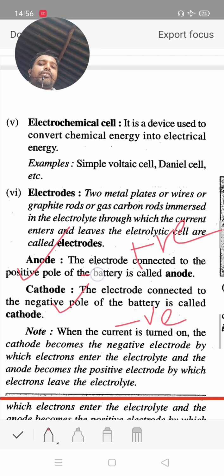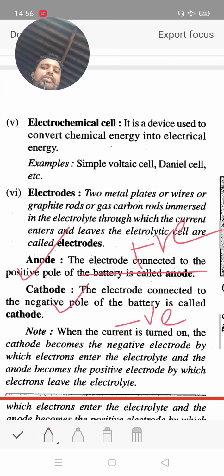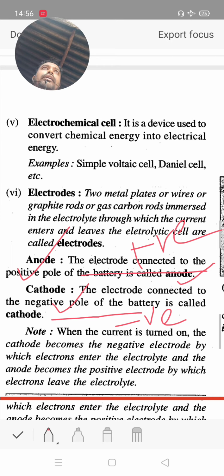Anode is the electrode connected to the positive pole of the battery, and it is called the anode. And cathode is the electrode connected to the negative pole of the battery, and it is called the cathode. Anode connects to the positive pole and cathode connects to the negative pole, meaning anode is positive and cathode is negative.